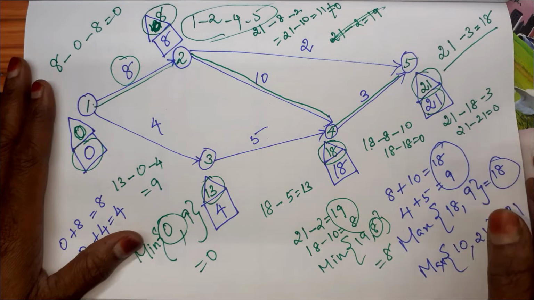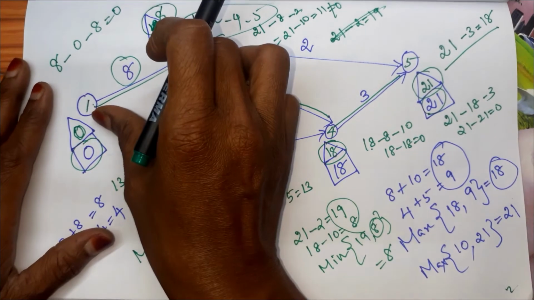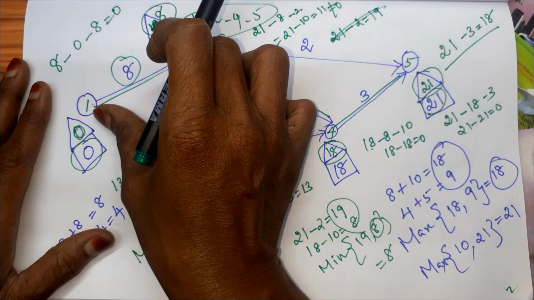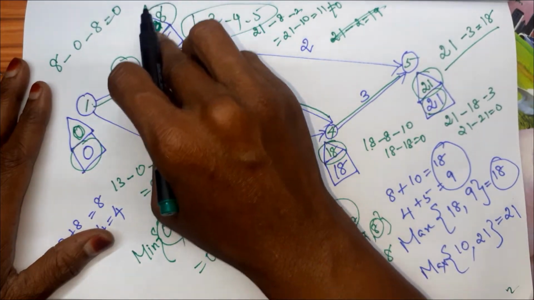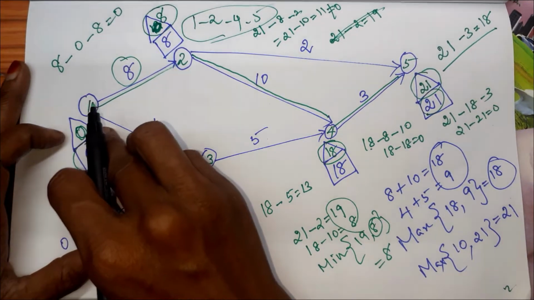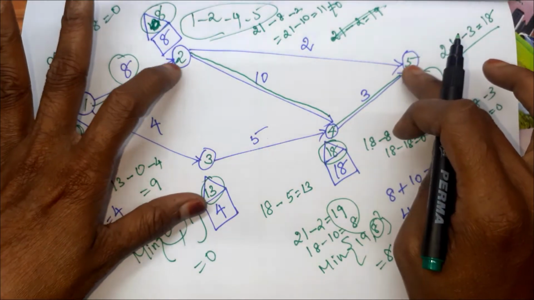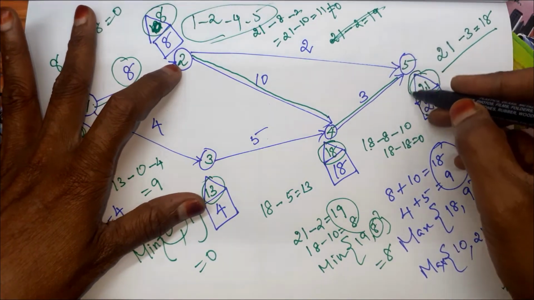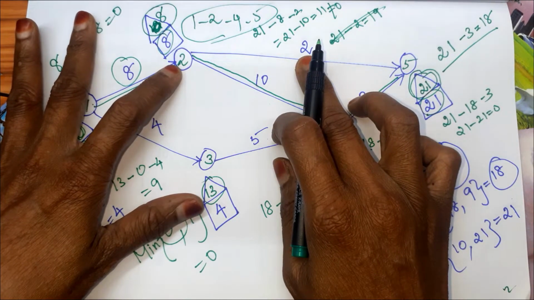Is it clear how to find whether an activity is a critical activity? I repeat, for checking an activity as a critical activity, take the ending node triangle value minus the starting node box value minus the duration. For example, if I consider 2, 5, it means the triangle value minus box value minus duration. Is it clear?